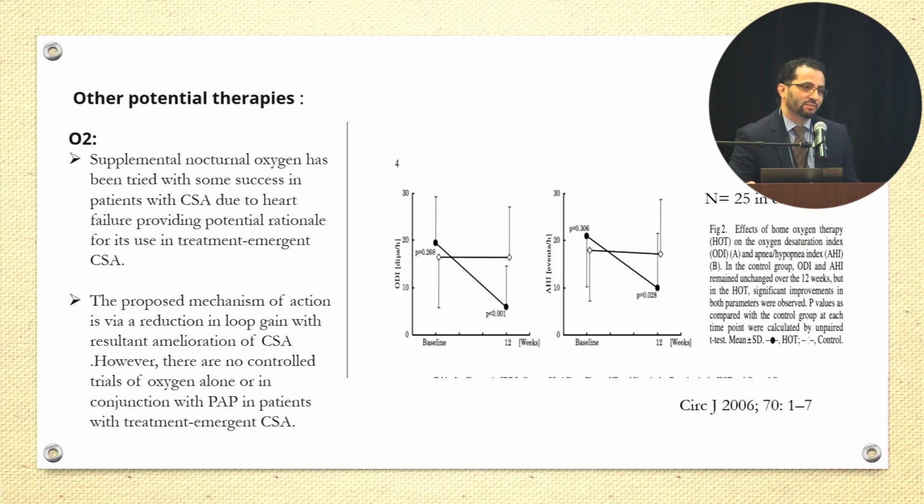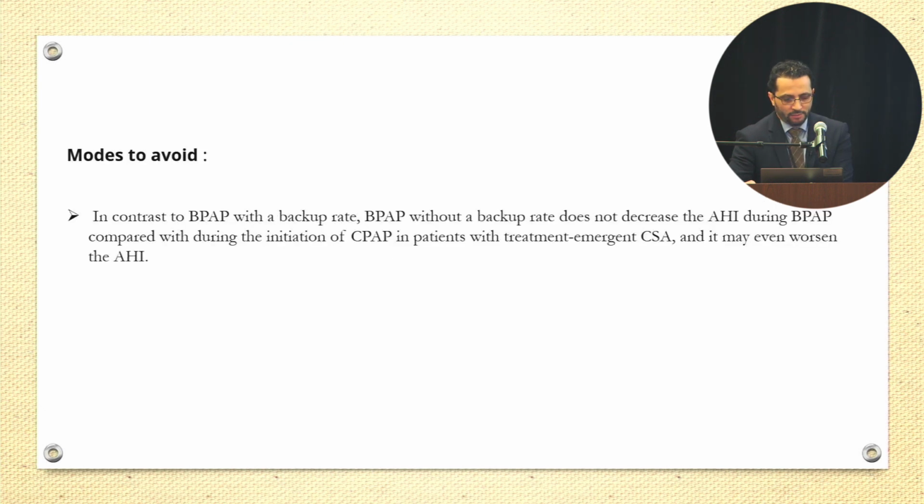So oxygen sometimes helps, but I don't think we could yet do it in our daily practice. But during my fellowship, we were doing it, and we had some success in that. Modes to avoid: using PAP in patients with central or treatment-emergent central sleep apneas. I wouldn't say contraindicated, but usually it increases the risk of having centrals, as was seen in some studies. So it's going to be fast because of time.